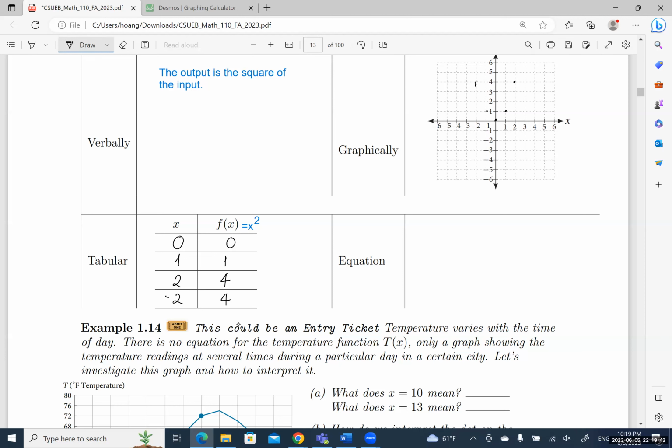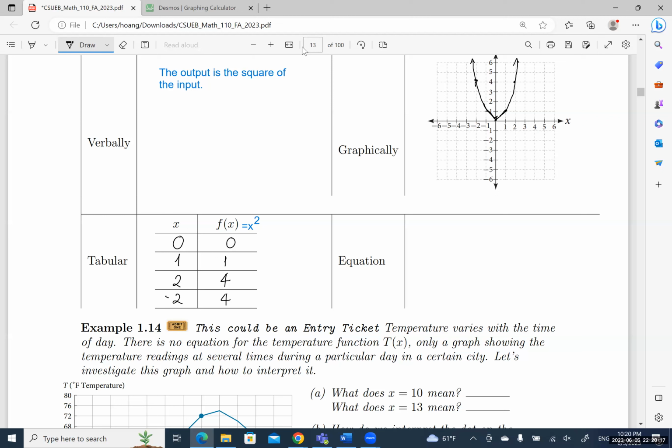All right, so then we can draw it. Not perfect, but you know. Okay, something like that. So that is the graph of y equals x squared.